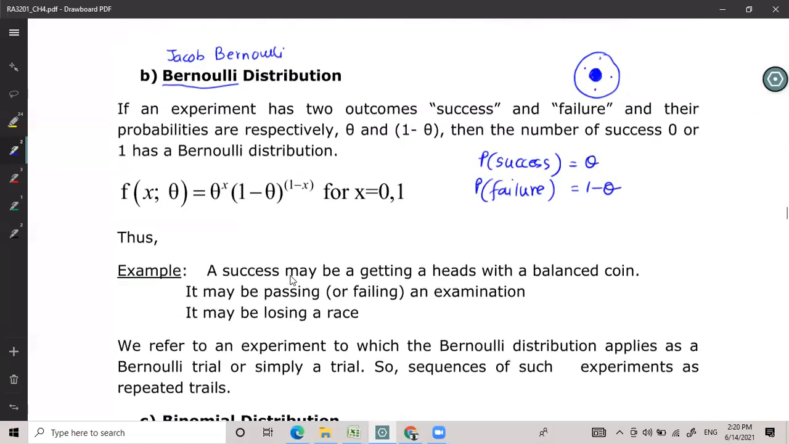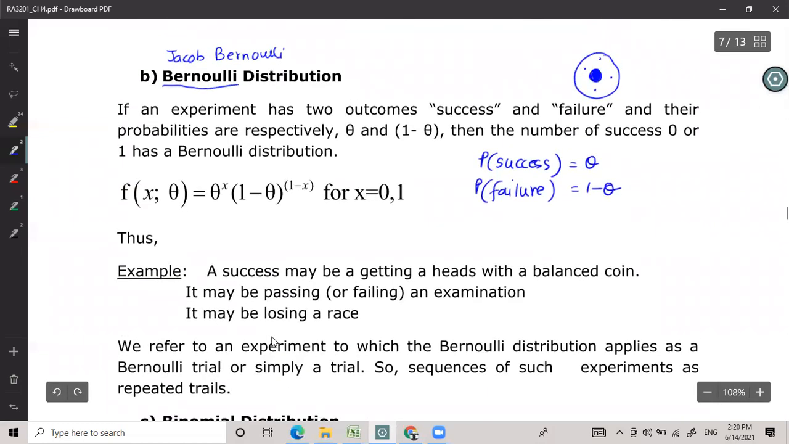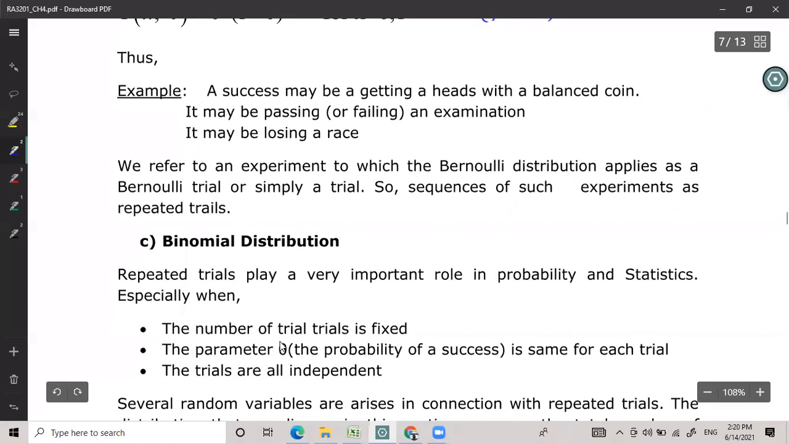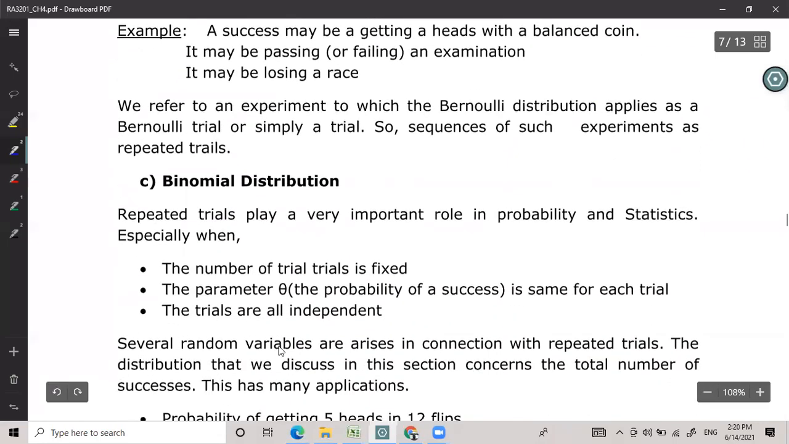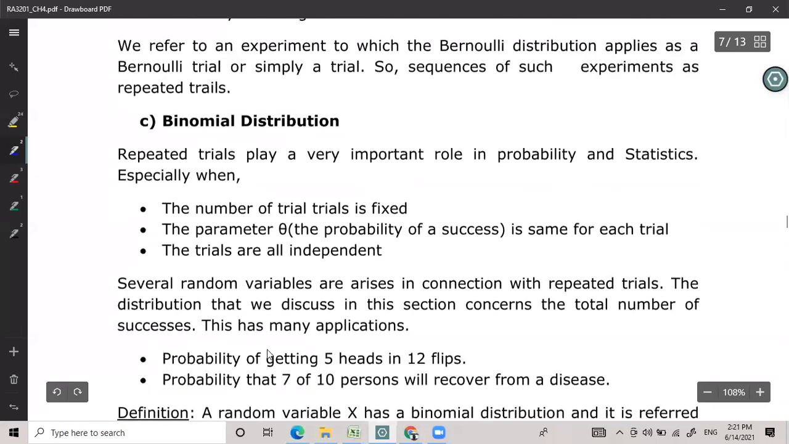So Bernoulli and binomial are related. A binomial is a collection of Bernoulli trials, or you may say Bernoulli is the binomial distribution when you have only one trial. Now, in order to have a binomial distribution, it is not only that you have two possible outcomes, but there are other conditions that you have to satisfy.